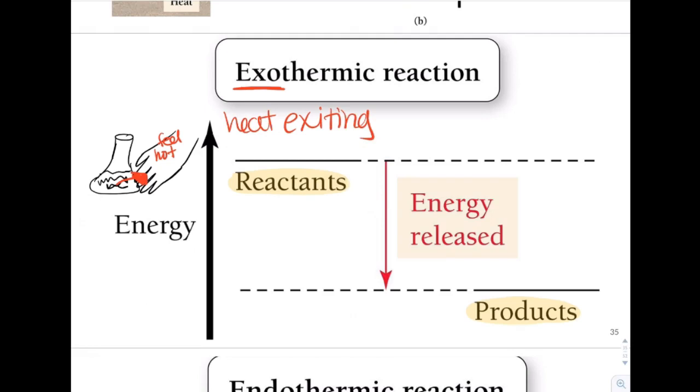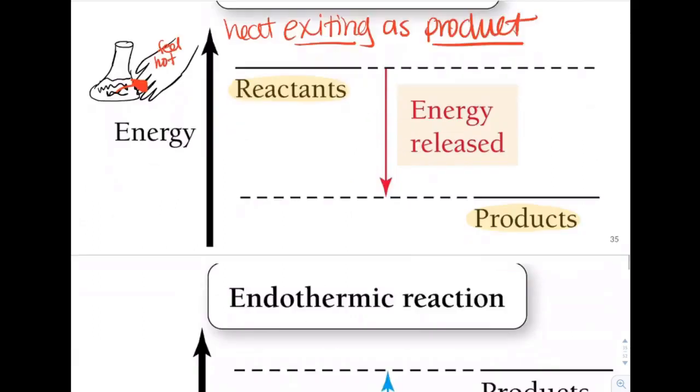So I would write the heat as a product. The heat is a product. It's a result. It is coming out with the other products. And if I were touching something exothermic, I would feel hot. So heat exiting is a product for exothermic, and we feel it as hot. Because remember, we're not looking at, oh, it's giving off energy, like I am giving off energy. No, we're looking at it from the perspective of the chemical reaction.